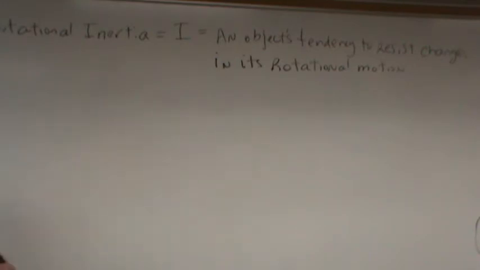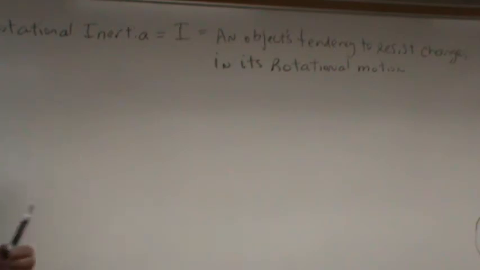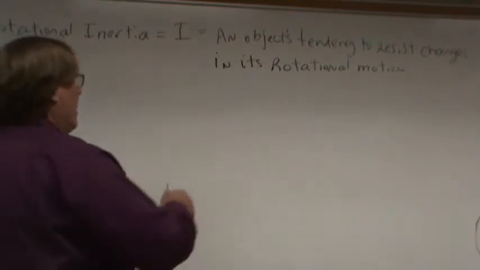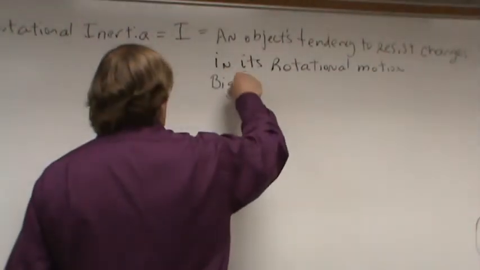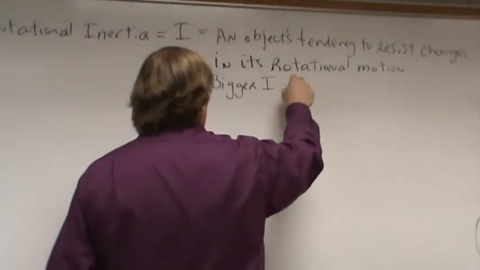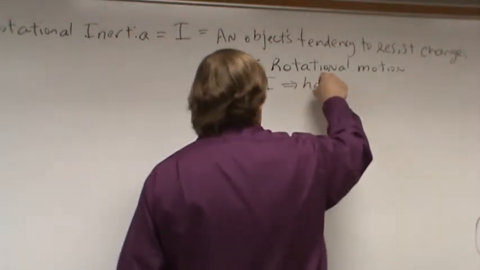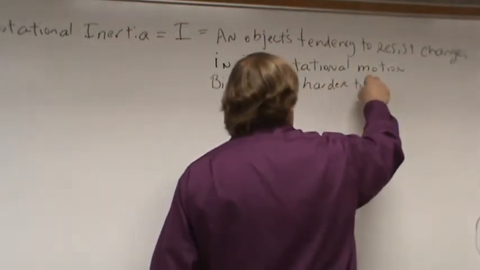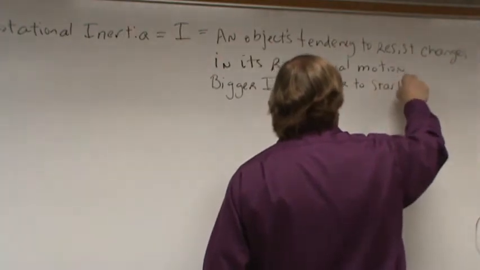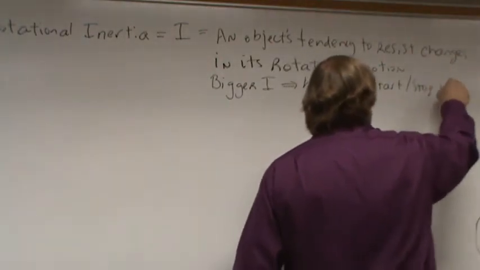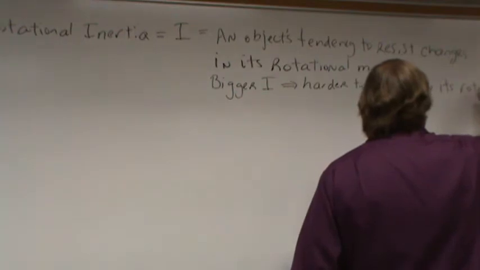If I can put this in more layman's terms, the bigger the rotational inertia of something is, the harder it is to rotate it, to start it rotating, let's say, or the harder it is to make it stop rotating. Bigger I implies harder to start or stop its rotation.